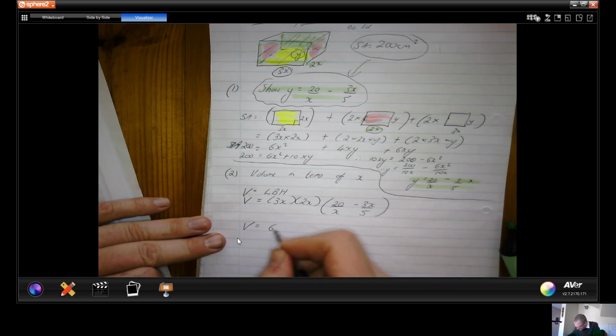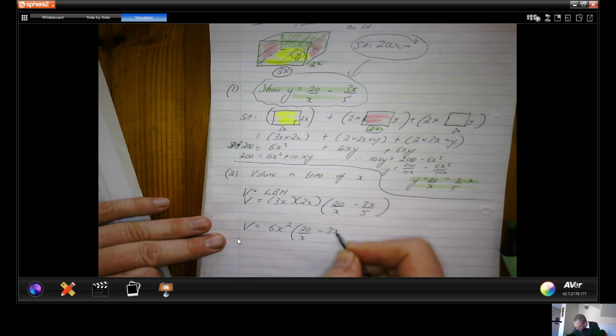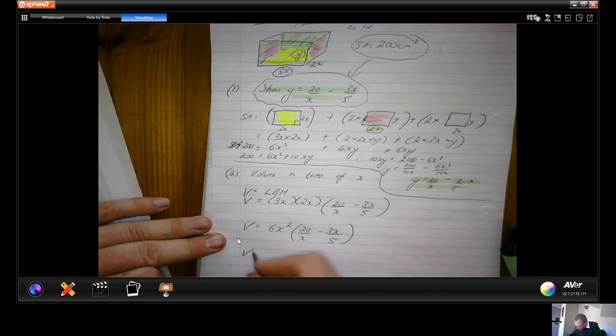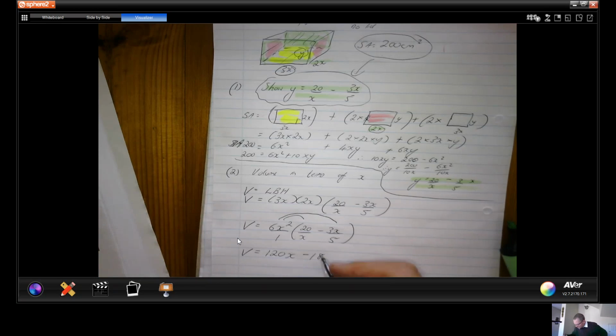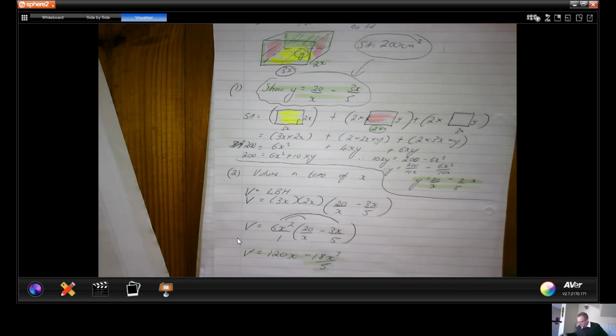So volume is equal to 6x squared times 20 over x minus 3x over 5. Well, 6 times 20 is 120, and x squared over x leaves you with x, and this is minus 18x cubed over 5. Let me double check I got that right. Yep, I did. Volume is 120x minus 18x cubed over 5.